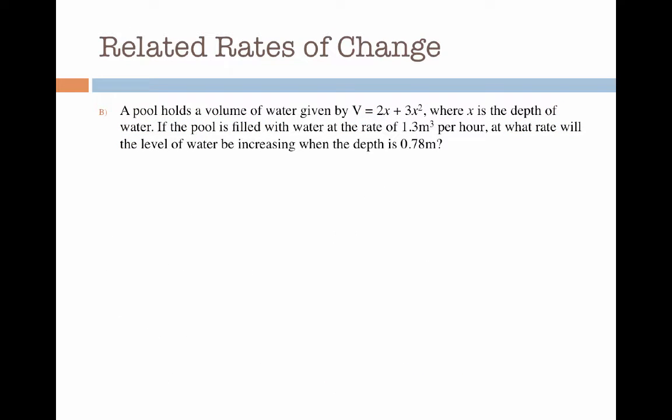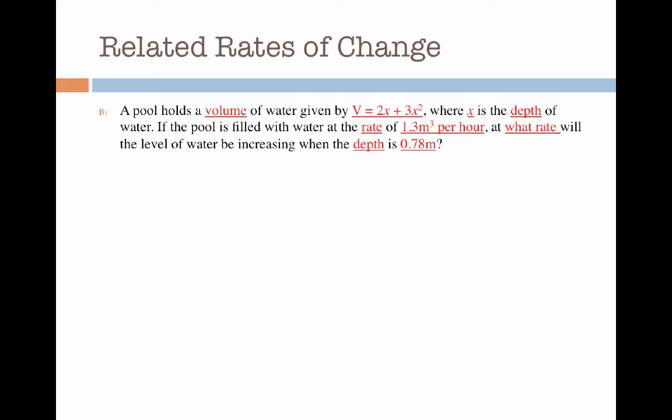Let's take a look at another example. A pool holds a volume of water given by V equals 2x plus 3x squared, where x is the depth of the water. If the pool is filled with water at the rate of 1.3 meters cubed per hour, at what rate will the level of water be increasing when the depth is 0.78 meters?